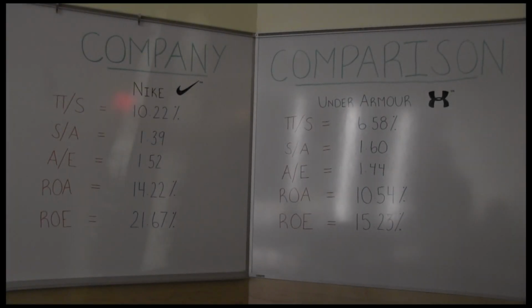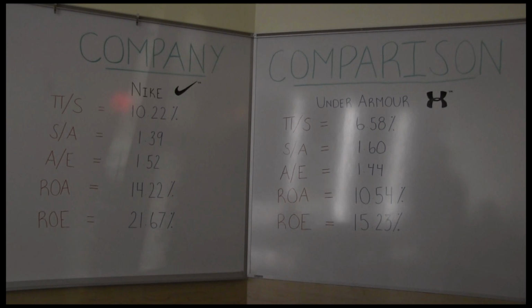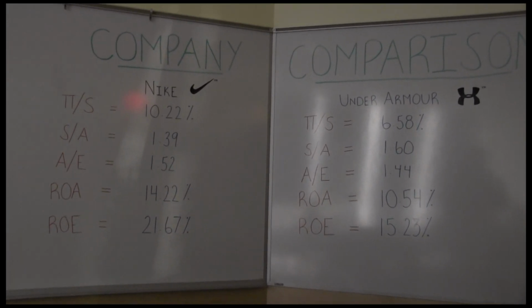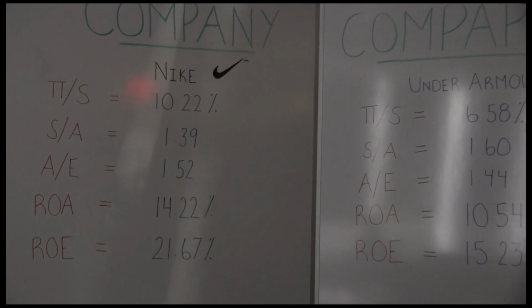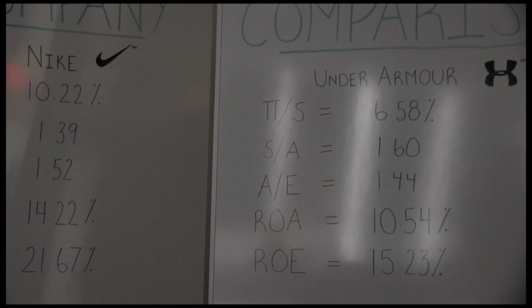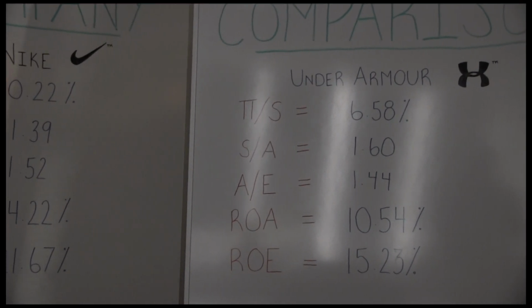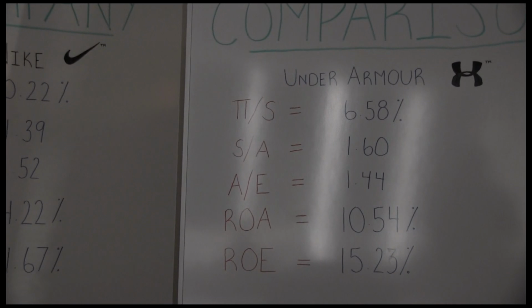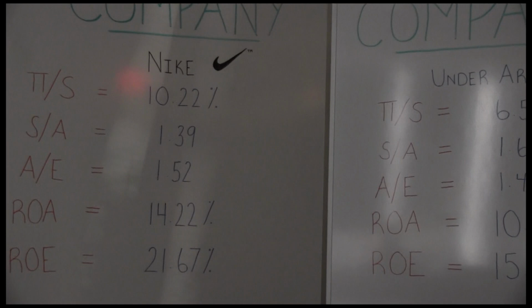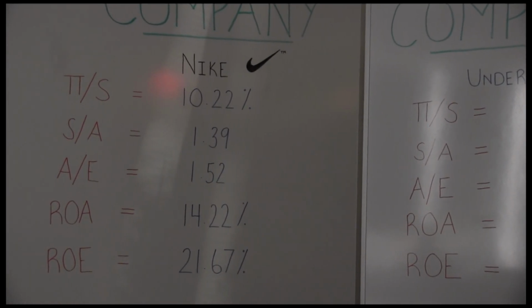Now let's apply what we know about the DuPont formula to a real-life example using 2011 financial data of Nike and Under Armour. Looking at Nike's 2011 profit margin of 10.22%, it is almost 4% higher than Under Armour's 6.58% profit margin. However, Under Armour's 1.6 asset turnover ratio is higher than that of Nike's 1.39. Based on this information, it appears that Nike is operating under a more premium price strategy in comparison to their competitors. This is exemplified by Nike's higher profit margin and lower asset turnover.